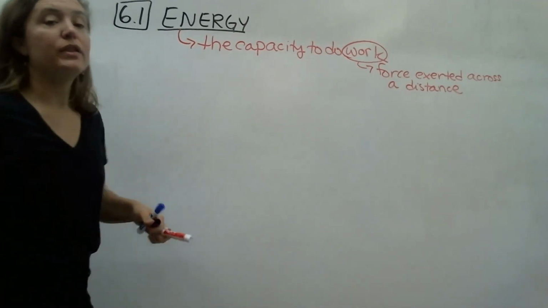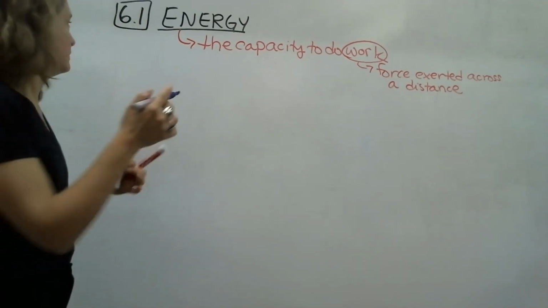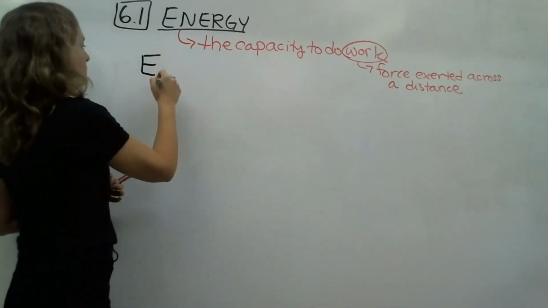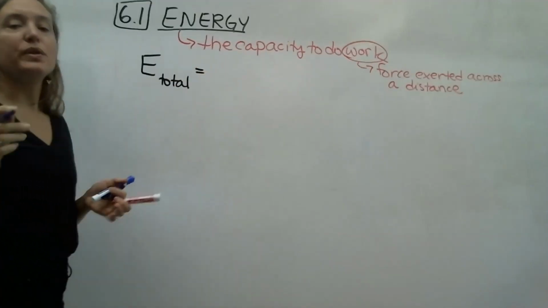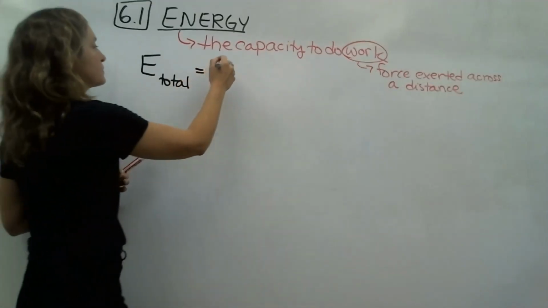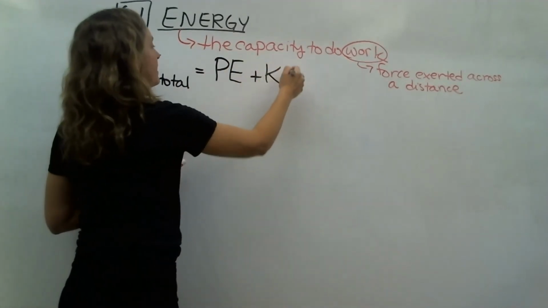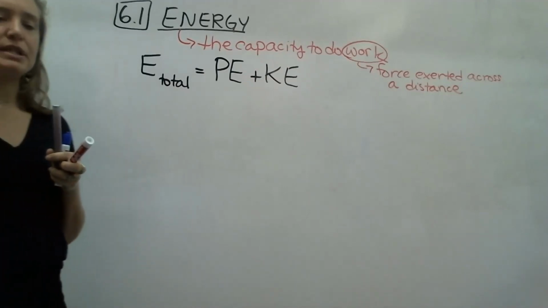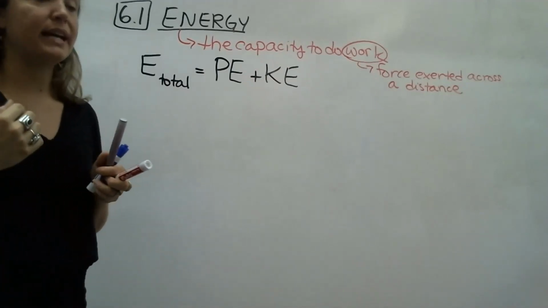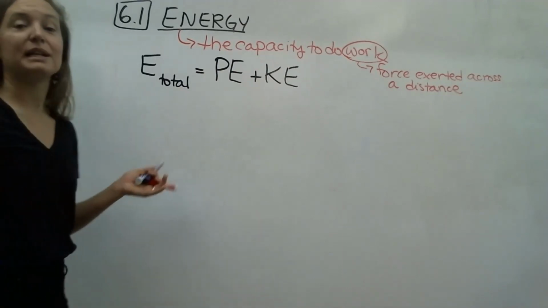And it turns out that the total energy of a system is equal to the potential energy plus the kinetic energy of that system. So we're going to talk about the difference between potential energy and kinetic energy. And then later we'll be applying that to chemical reactions because we are in chemistry.